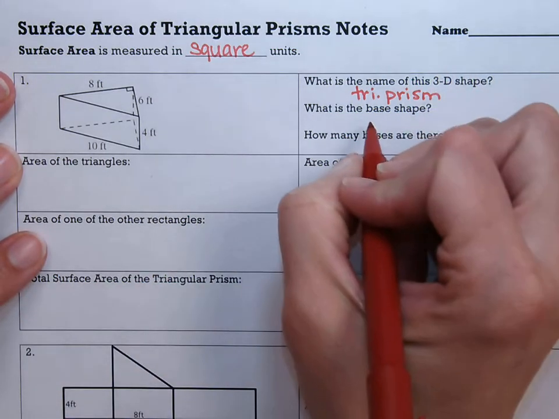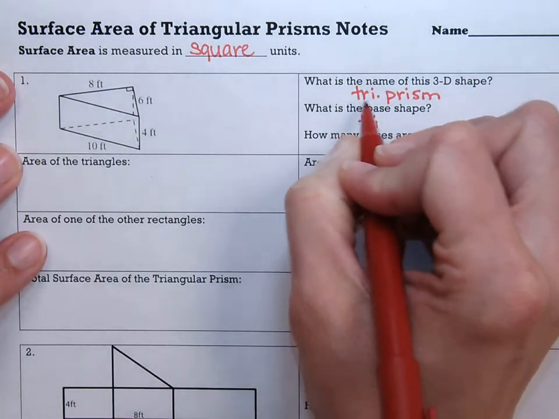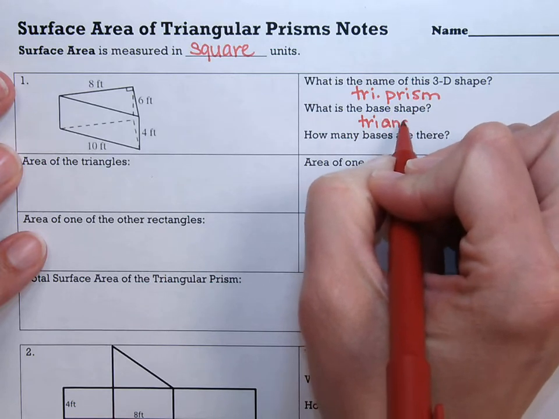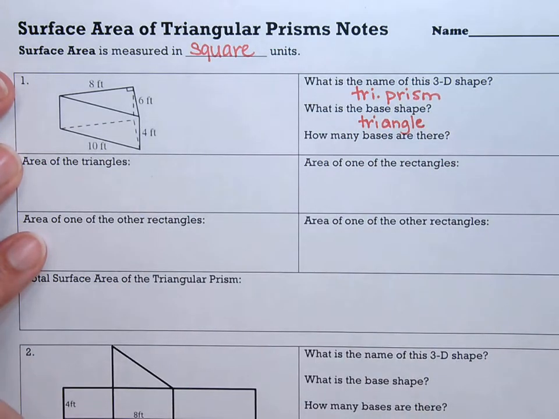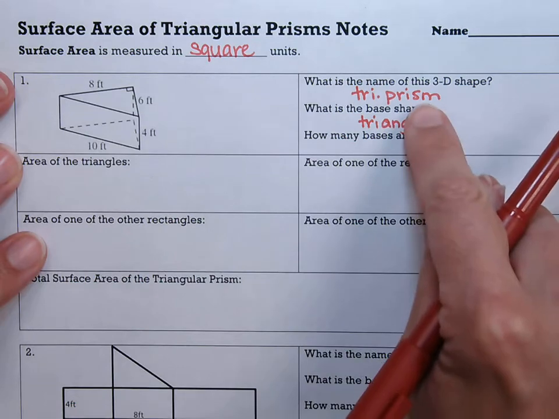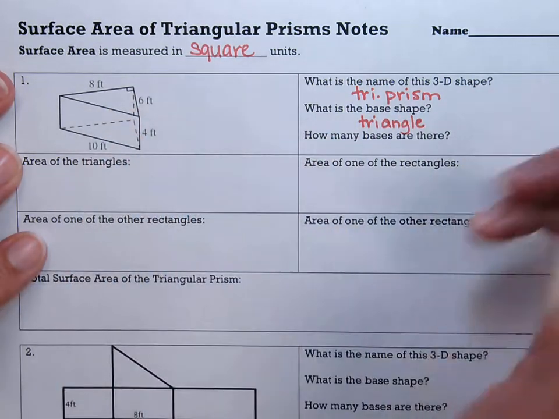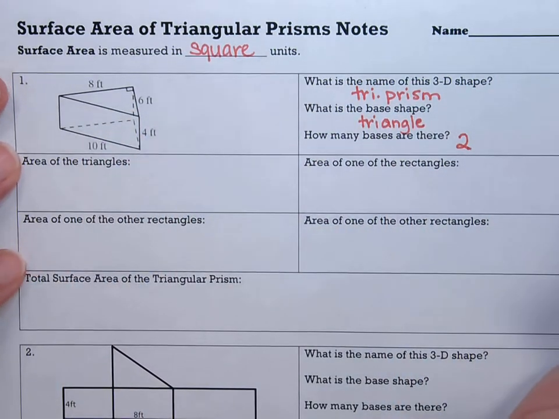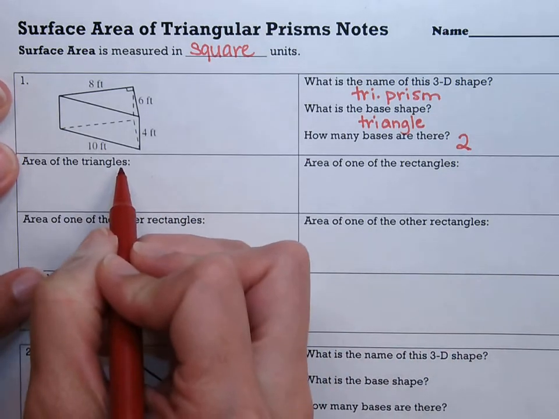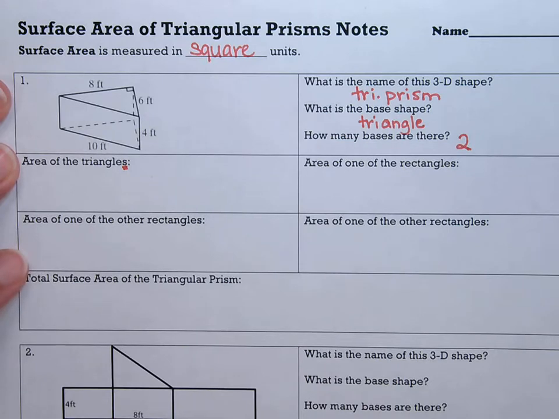So what is the base shape? Because the first name in my prism is triangular, that means that the base shape is a triangle. And again, because it is a prism, that means that it has two of those bases. So there are two triangles in my triangular prism. So what is the area of the triangles? And notice that is plural.